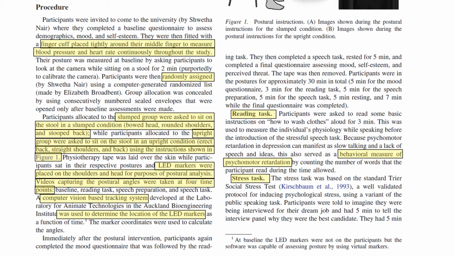It definitely explains how they measured something. It uses the phrase "served as a behavioral measure of psychomotor retardation." But psychomotor retardation wasn't in my list of variables, so I'm not sure how that fits.